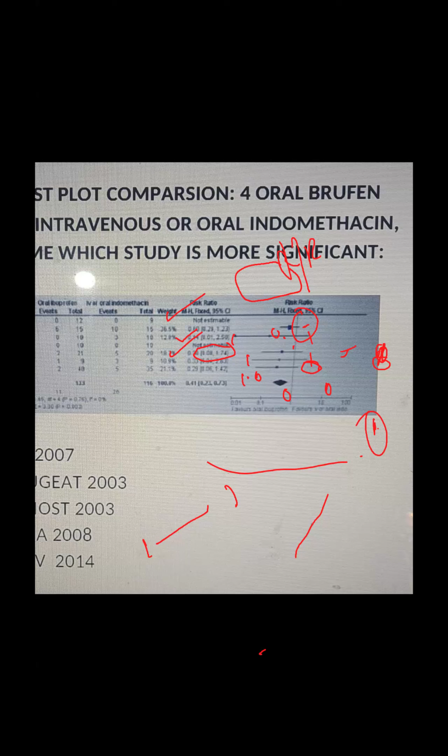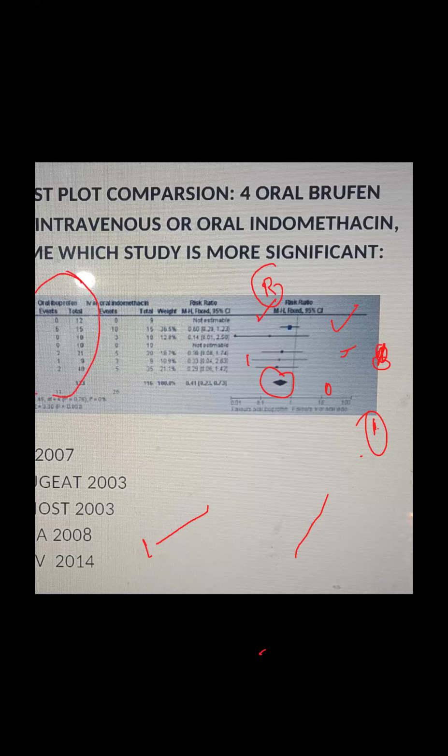How do we conclude the answer? The conclusion is based upon, first of all, the diamond shape. Look at where the diamond shape lies. This is the summary of your study. If it is towards the right side, that means it is more talking about significance, okay? The right side of your study part.